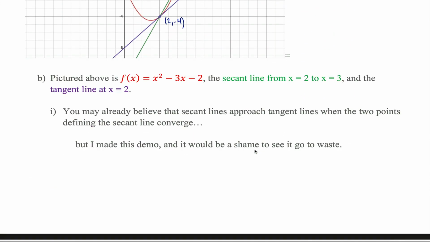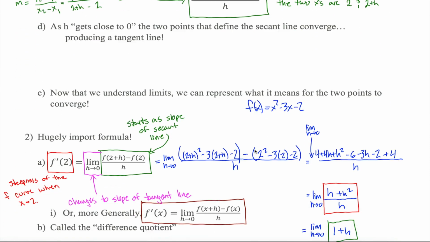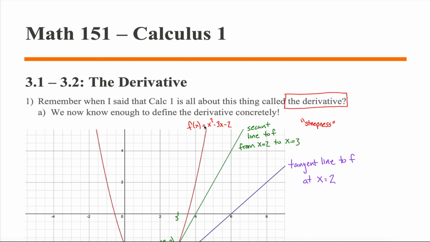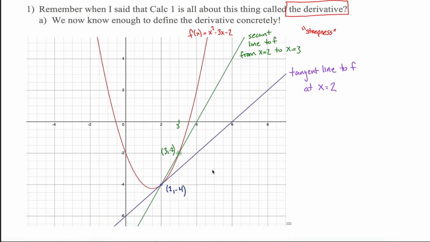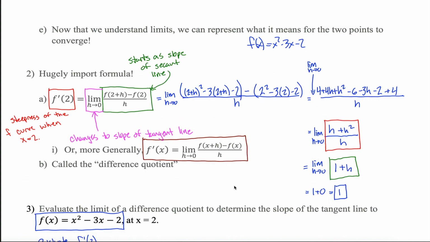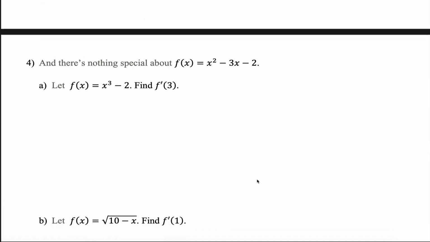In the previous video, I introduced you to the most important formula that we've seen so far in this class. This difference quotient formula allows us to figure out the derivative of a function at a given point. We use this formula to figure out the slope of the tangent line to this curve, f of x equals x squared minus 3x, at this point where x is equal to 2. But the beauty of this formula is it works for any function at any point.